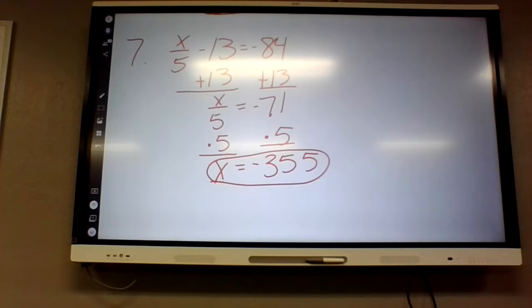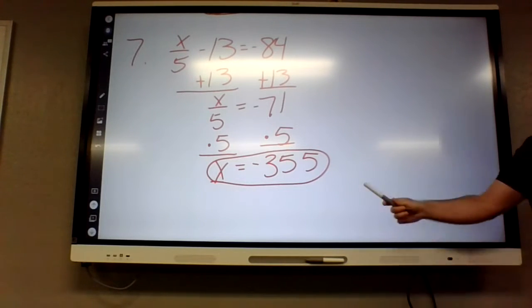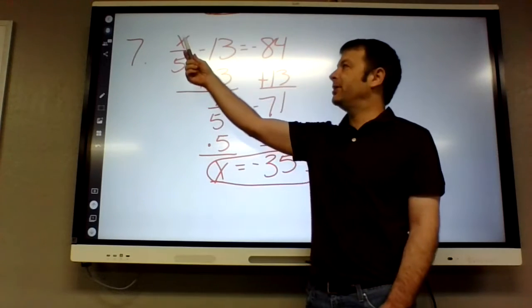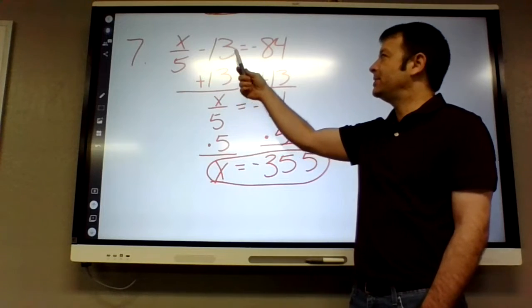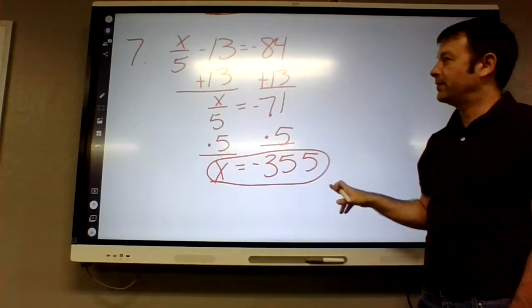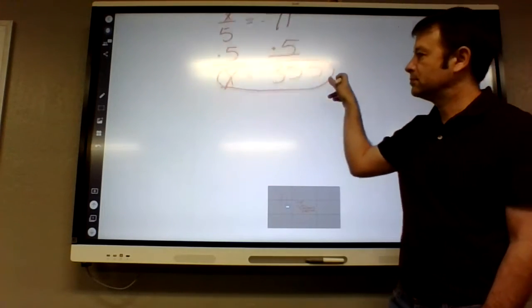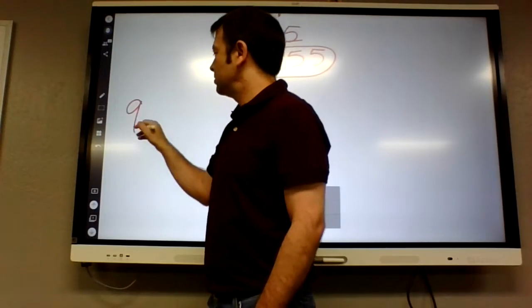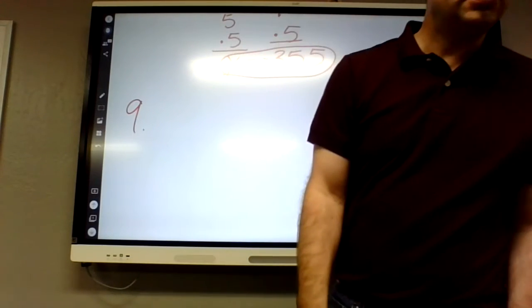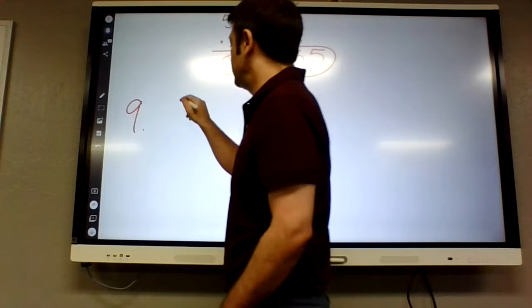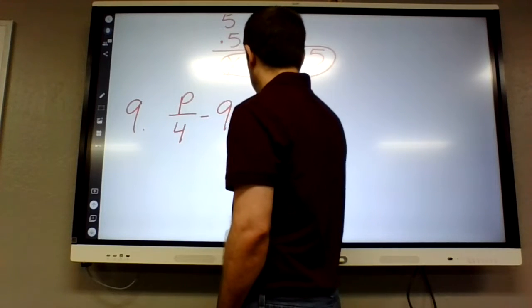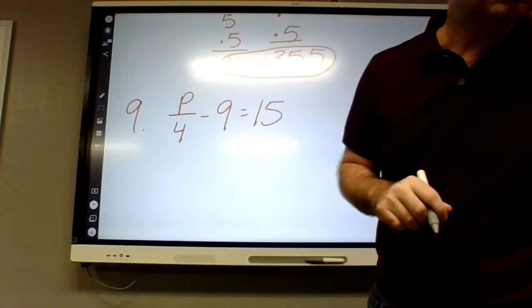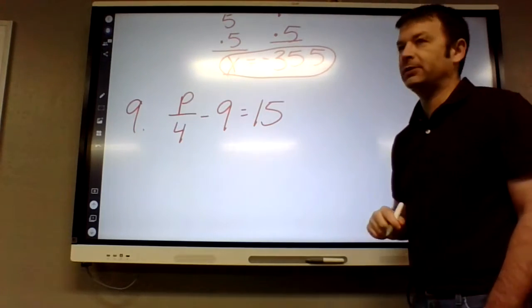How can I know for sure whether I got it right? Plug it in. If you plug it in, it should work. You might want a calculator. -355 divided by 5 minus 13 should come out as -84. Okay, P over 4 minus 9 is 13. Write that right? Yeah, okay.